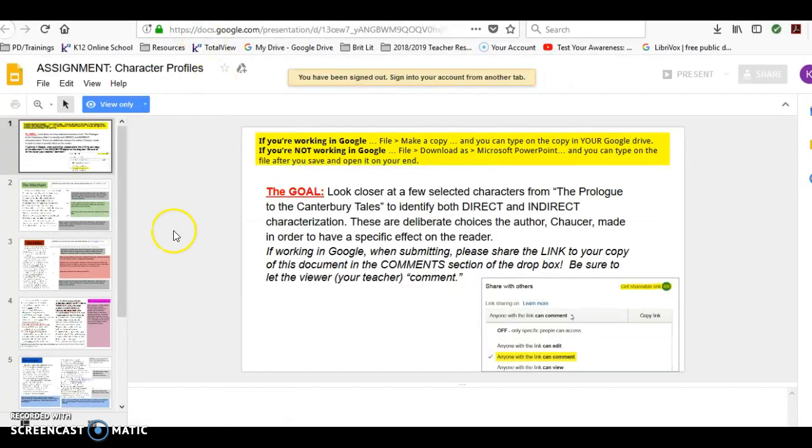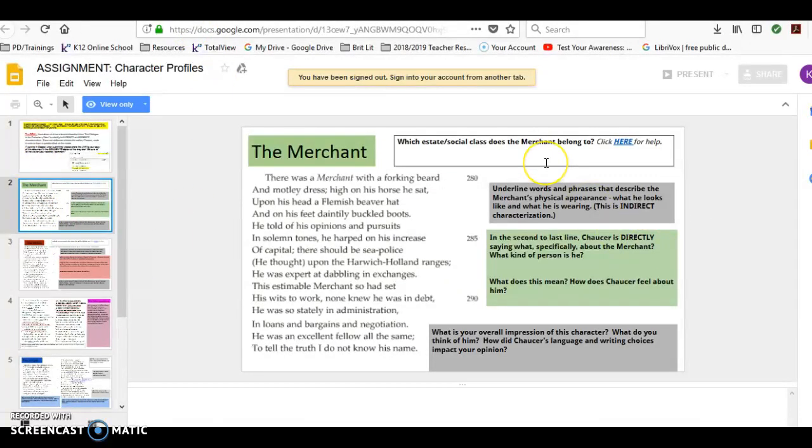As we're going through, you are going to write your answers on the PowerPoint. Do not put them on a separate piece of paper. I want them written on the PowerPoint. You have about 5 questions on each slide.